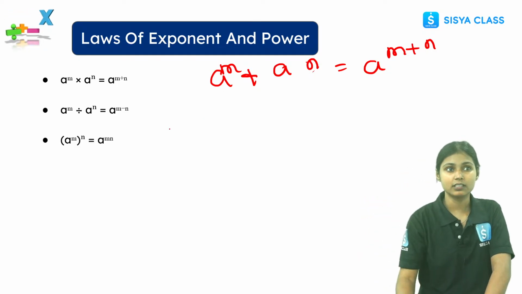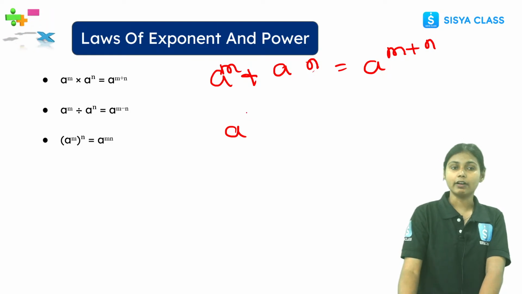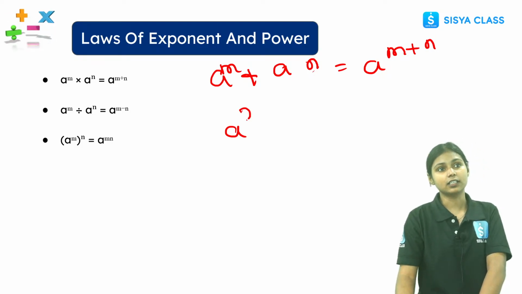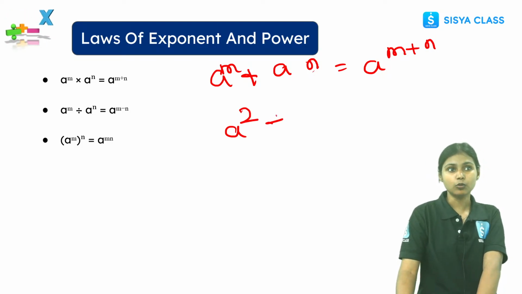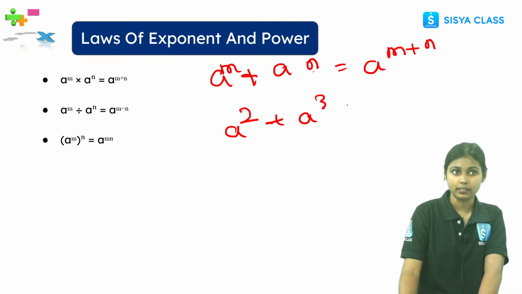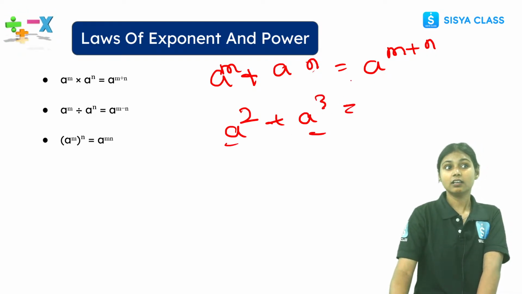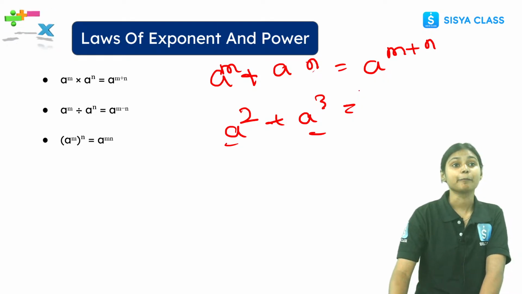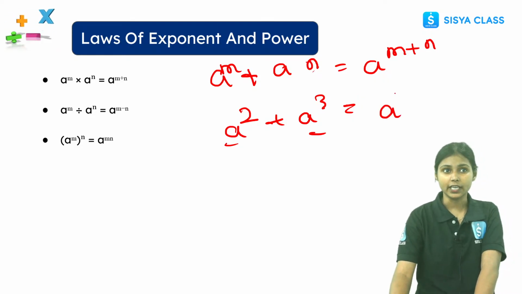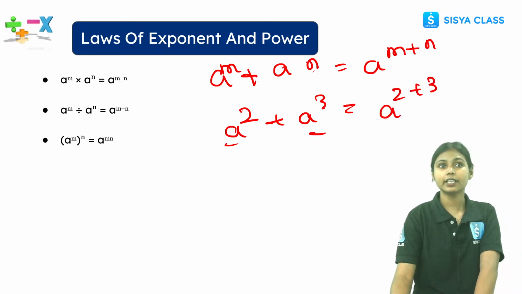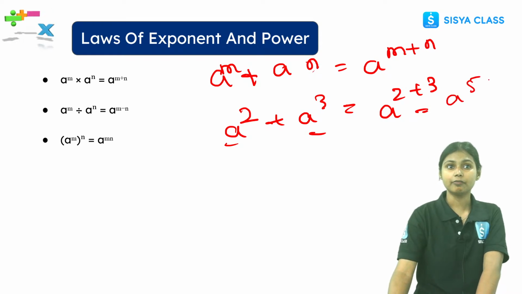For example, let's take it, we don't know the value of a, okay, and let's see that a to the power 2 into a to the power 3. So in this case what we are going to do, because a and a, the variable is same, so we are going to write a to the power 2 plus 3, which will become a to the power 5.